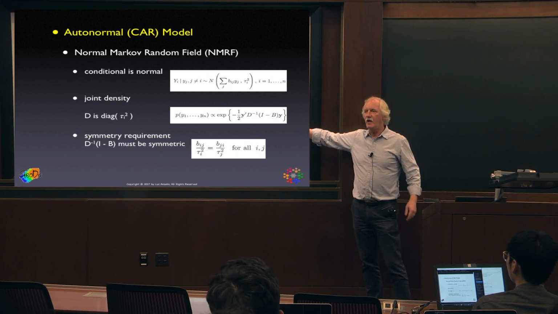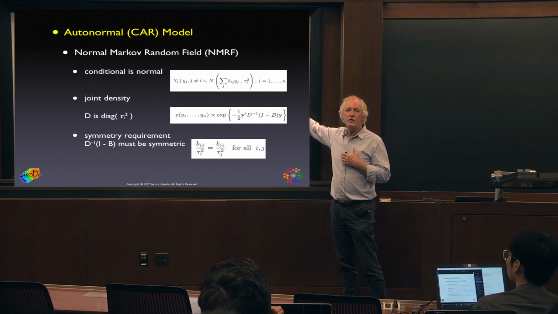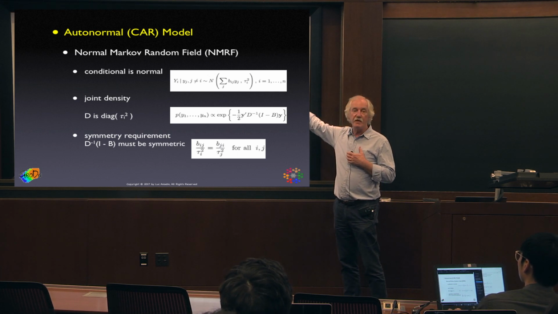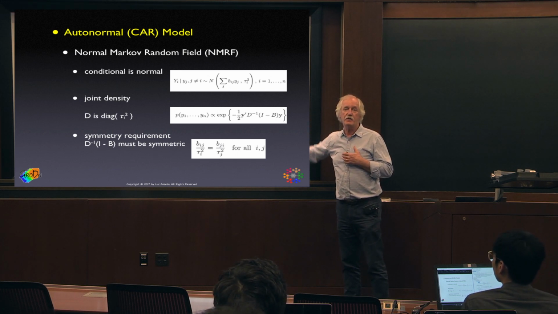So this is good to think about. In a way, it's a reality check. It tells you, hey, I can't just do this. I can't just put any b's in there or any sigma squares. This has to hold, right?